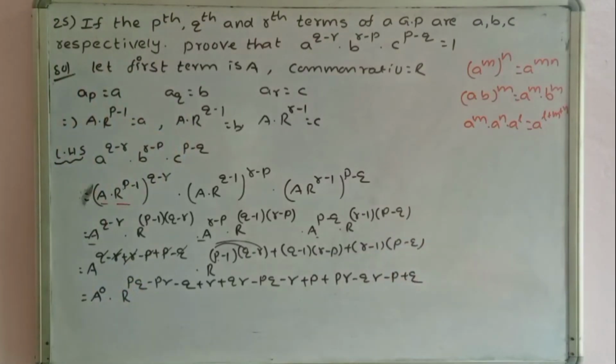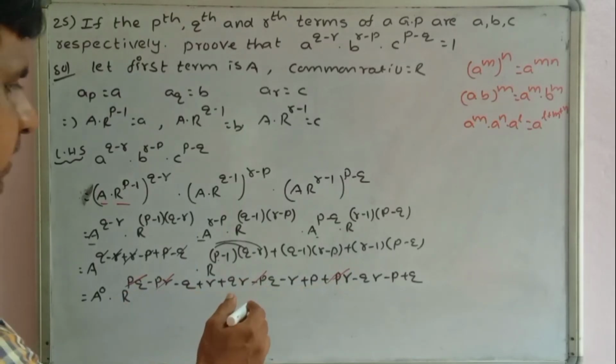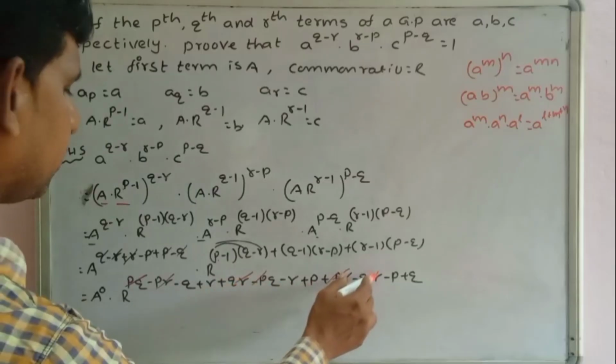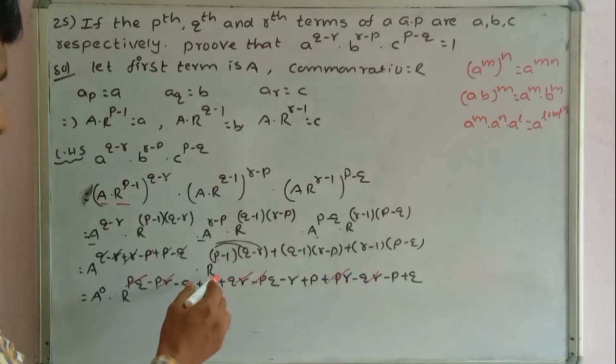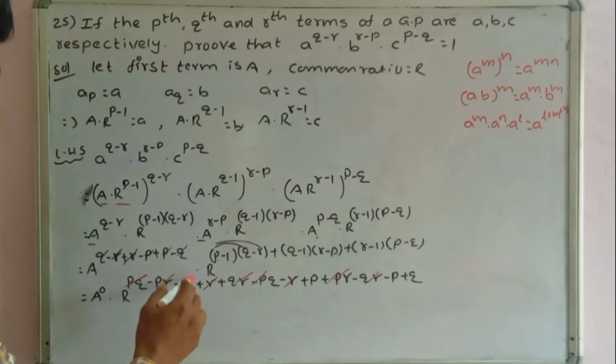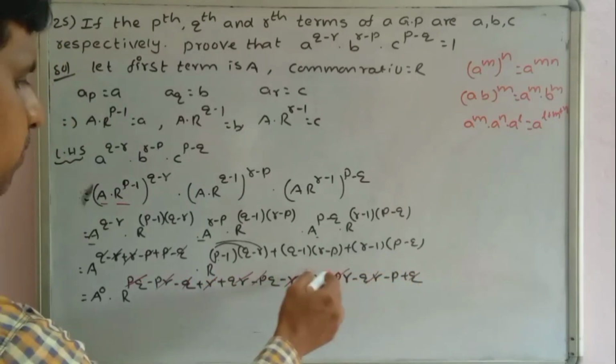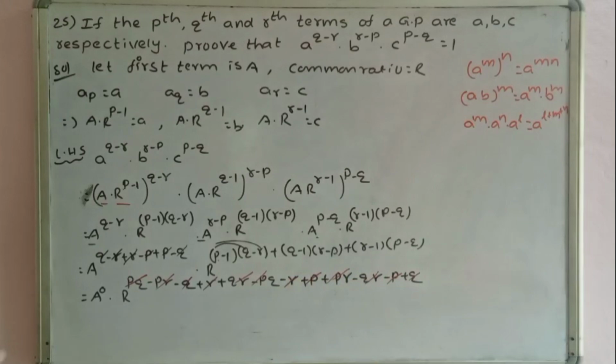Okay. See now, here positive PQ and negative PQ get cancelled. Next, negative PR and positive PR get cancelled. QR also get cancelled. Next, positive R and negative R get cancelled. Negative Q and positive Q cancel. Positive P and negative P cancel. So here A power 0 value is 1, and R power 0 also, anything power 0 value is 1. So 1 into 1 is 1, which equals the RHS.